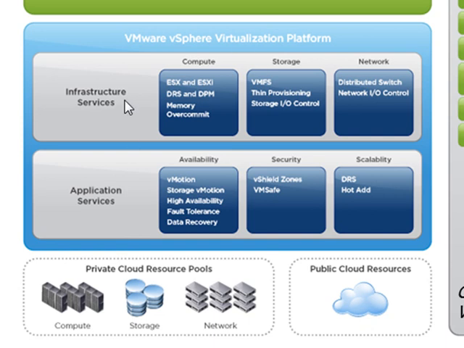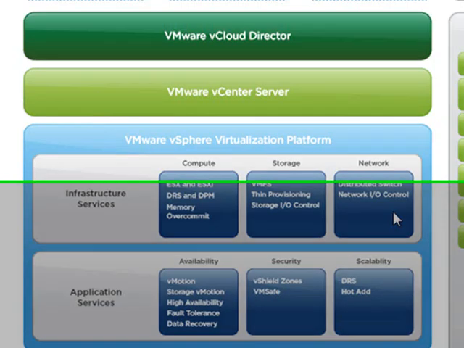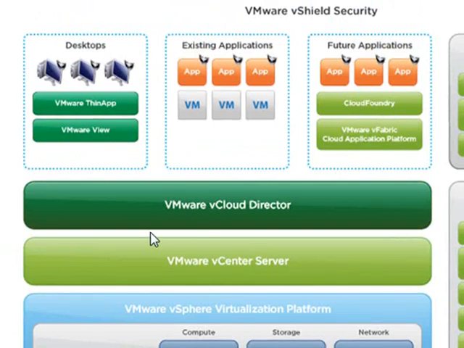Above that, you've got the infrastructure services. In the compute box here, you've got ESXi, which is the hypervisor that you install on the physical server. Then DRS and DPM and memory overcommitment, which is a unique feature of VMware vSphere that allows you to use more memory than what you have thanks to unique memory management capabilities inside the ESXi hypervisor. You've got the VMFS, thin provisioning, storage I/O control, and then under network, the distributed virtual switch and network I/O control. Above that, the VMware vCenter server is what's managing the VMware vSphere virtual platform.